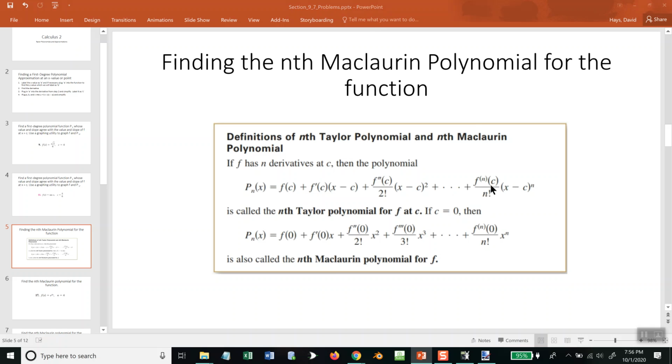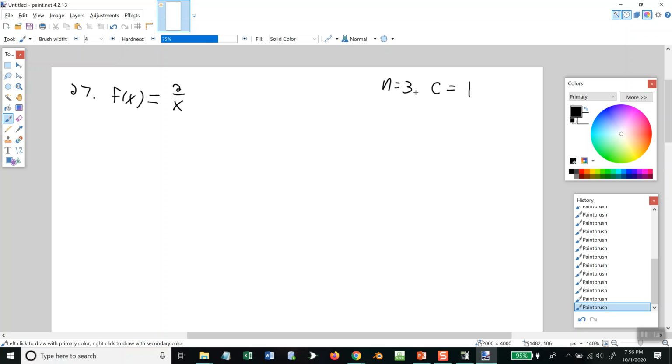So since our n is 3, it means we have to go up to the third derivative. Now this is 2x to the negative 1, if I take that up on top. So for our first derivative, take your power, put it out in front, lower your power by 1, or negative 2 over x squared. For our next derivative, take your power, put it in front, negative 2 times negative 2 is 4, lower your power by 1, or 4 over x to the third.